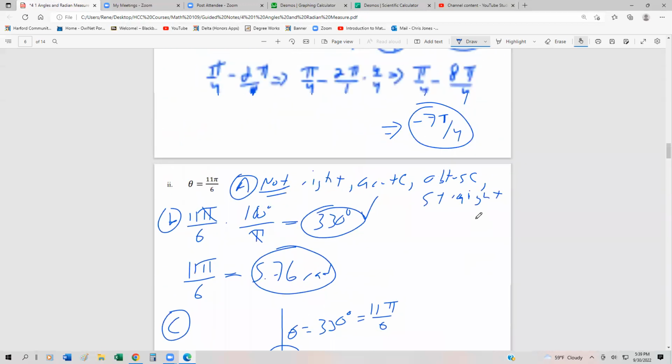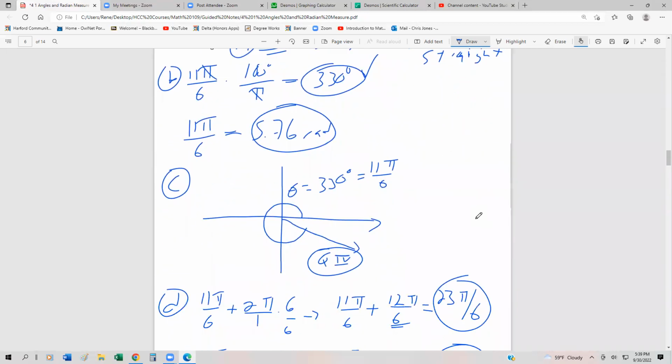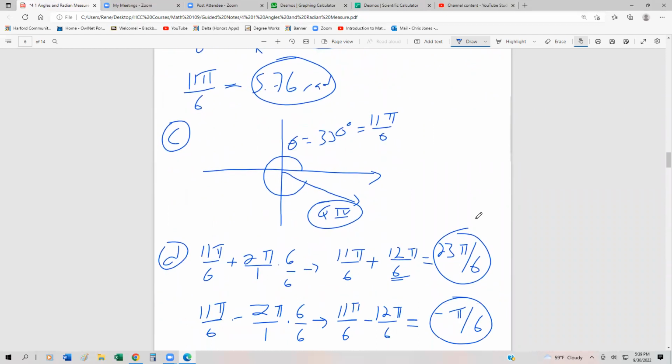Hopefully that helps to see how we can take these angles in both radian and degree mode, convert them, plot them in standard position, and work with some of the definitions of those. In our next videos, we're going to take a little more in-depth look at some of these angles, and we're also going to start taking a look at arc length as well as linear and angular velocities.